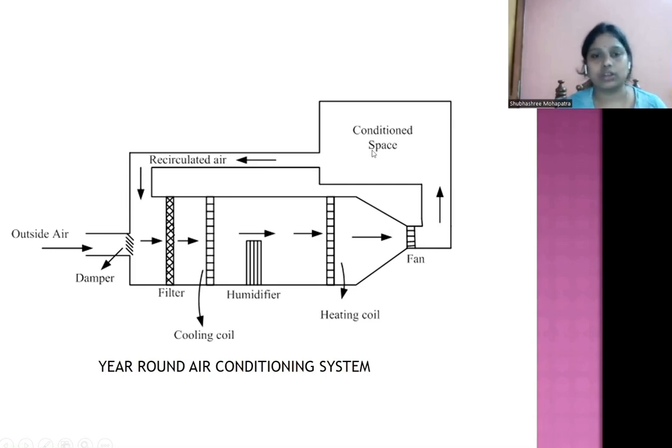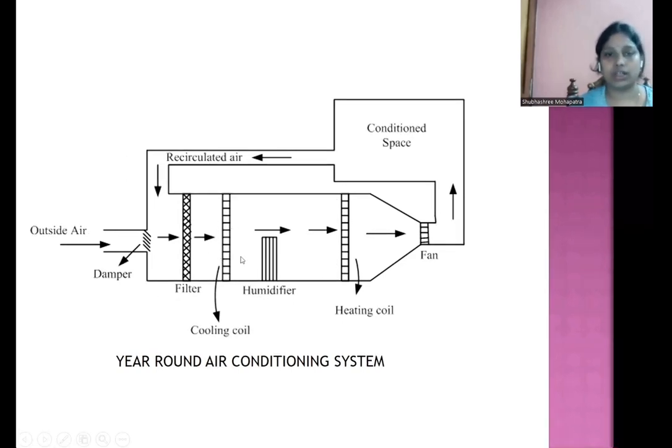For the summer season, this humidifier will be inactive. Okay, so here the outside air will mix with the recirculated air, then they will pass through the filter, and the dust and pollutants will be removed. Then it will pass through the cooling coil. In the cooling coil, the coil temperature will be set below the apparatus dew point temperature of the outside air. So the outside air will enter the cooling coil. Its cooling and dehumidification will occur as the moisture present in the outside air will condense.